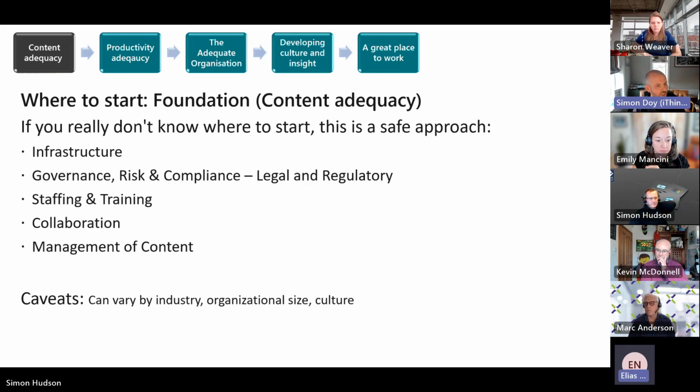You can't achieve what organizations should be able to achieve around working anytime, anywhere, not having to work in an office, but having that flexibility that we've grown accustomed to since the pandemic. Of course, there are caveats, and these can vary by industry, regulation, size and culture, but that's where we see that base foundation level, that content adequacy, starting.